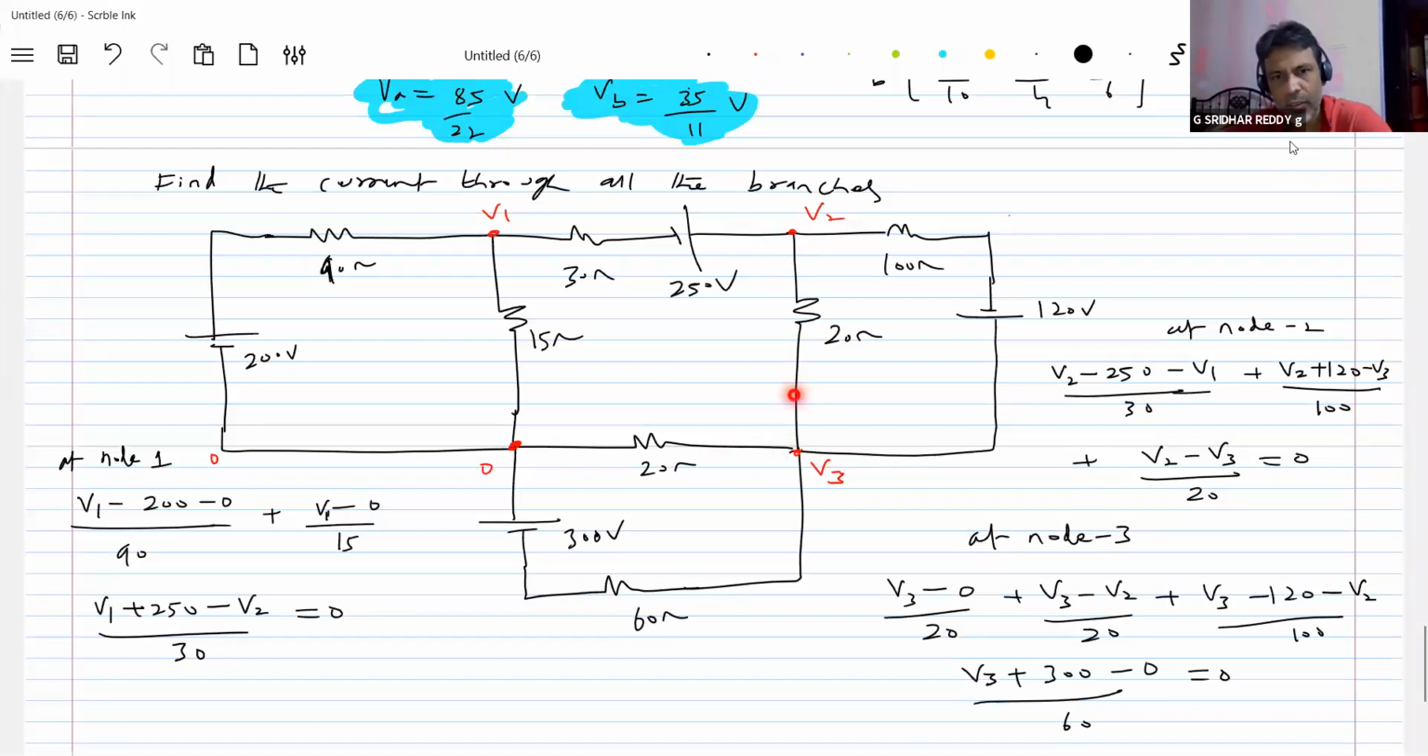Junction 4. How many are there? 4 branches connected to it. So 4 IR drops should be there. I think we should make observations of these things also. So for a junction, however many branches are there, those many IR drops will come into picture. All these are observations, there's no concept, nothing.